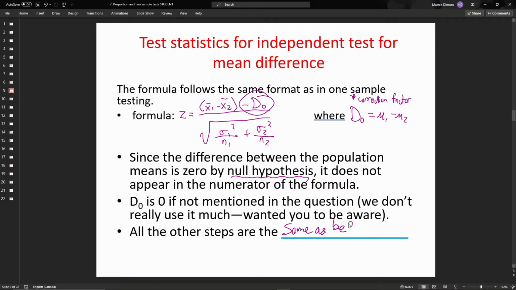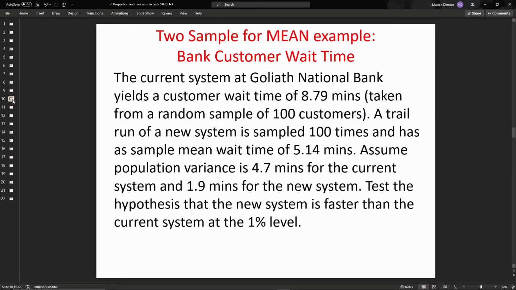I think there might be one question in the homework where I gave one just so you could see one, but not something that will necessarily show up on a test. So here's a two-sample mean example. Give yourself a moment, pause the video, read it out.